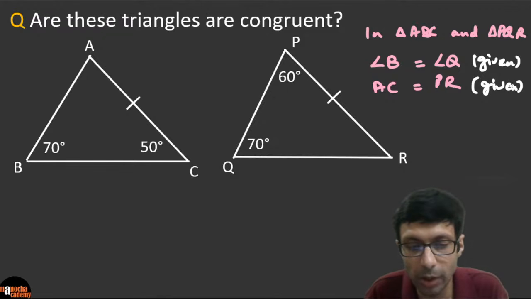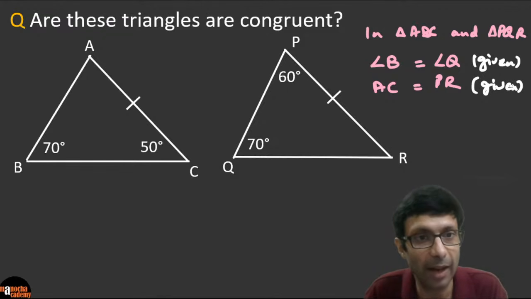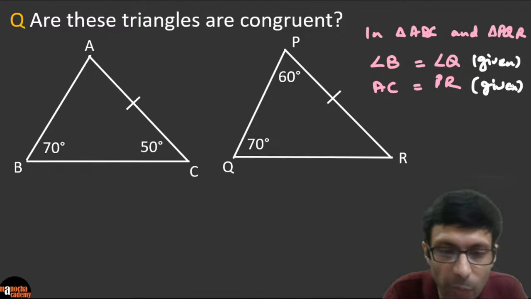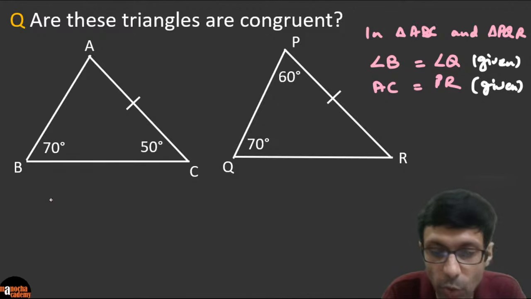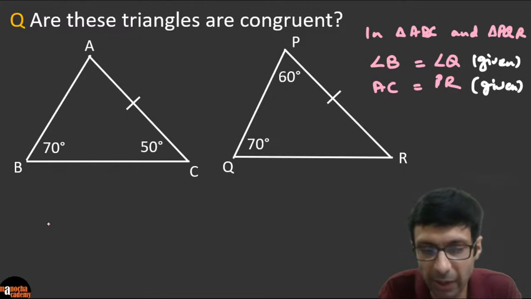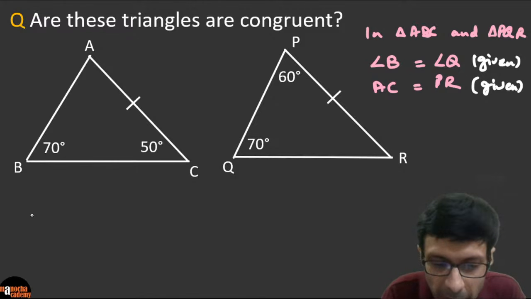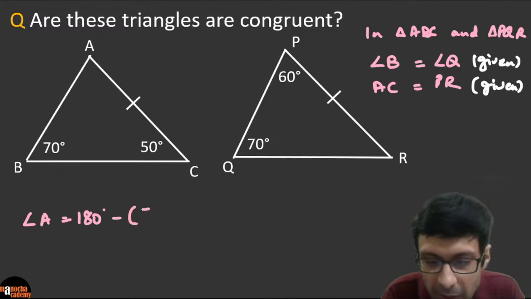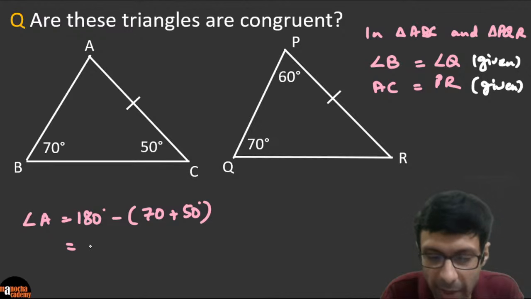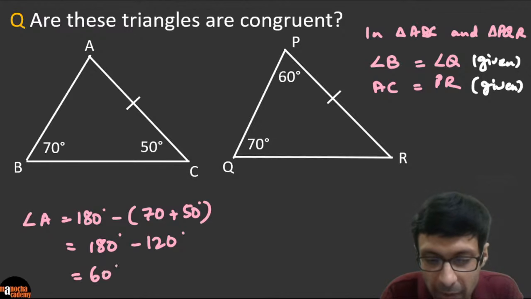So what we can do is work out the other angle. We can easily work it out. How do we do that? The sum of the angles of a triangle is 180 degrees. So what is angle A going to be? Angle A is basically going to be 180 minus (70 plus 50). Simple, right? So that's going to be 180 minus 120. So angle A is basically going to be 60 degrees.